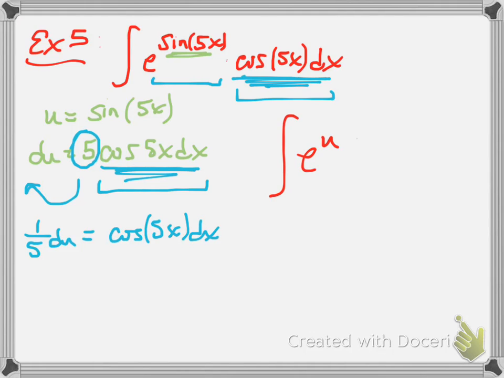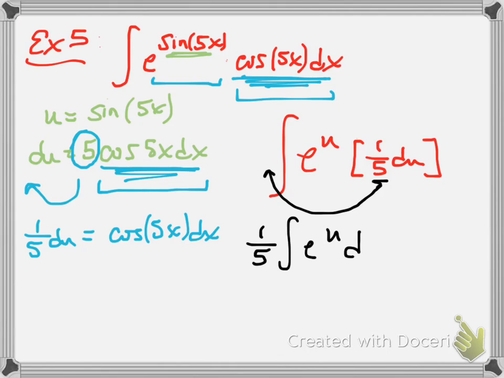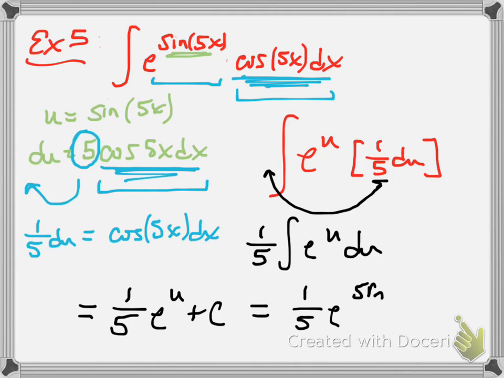Cosine of 5x dx can be written as 1/5 du. And the beauty of this is that since 1/5 is a constant, this 1/5 could actually swing outside here, and I can look at this problem as 1/5 e to the u du, which again is really easy to deal with. So my answer would just be 1/5 e to the u plus c. Now again, I'll go back and substitute, so 1/5 e to the sine 5x plus c.